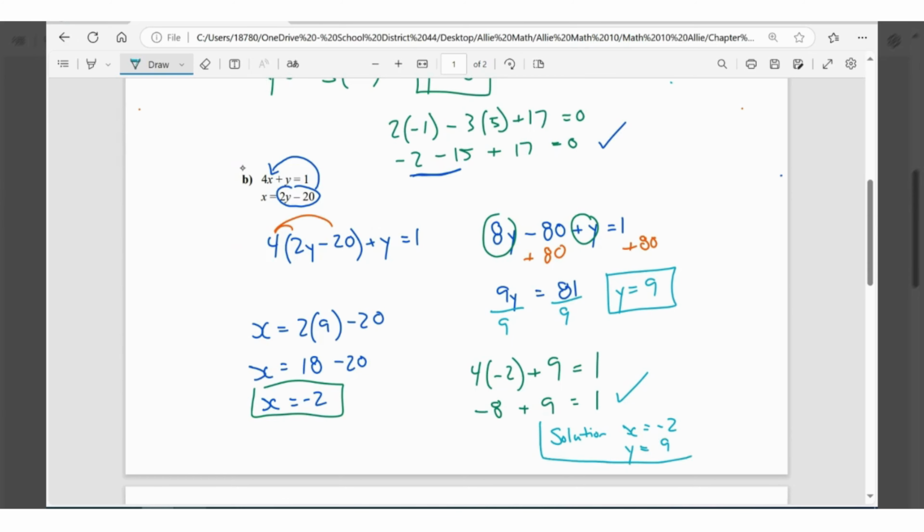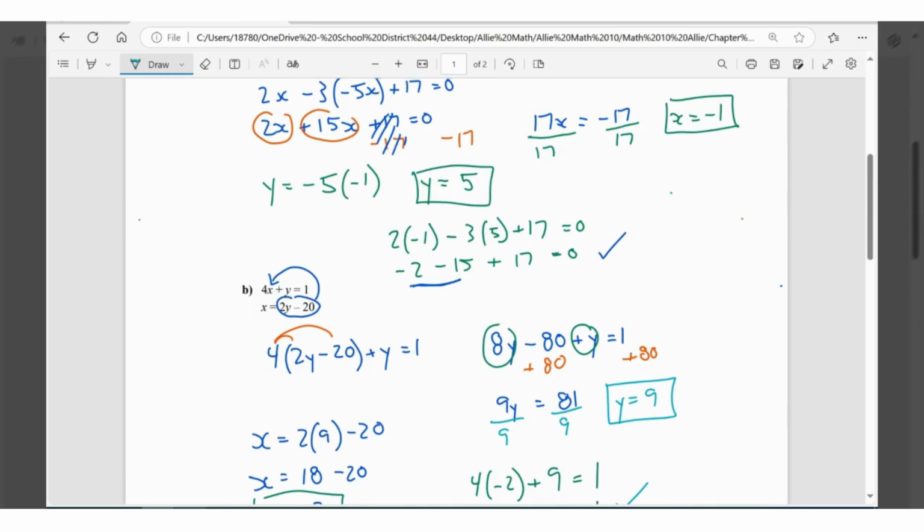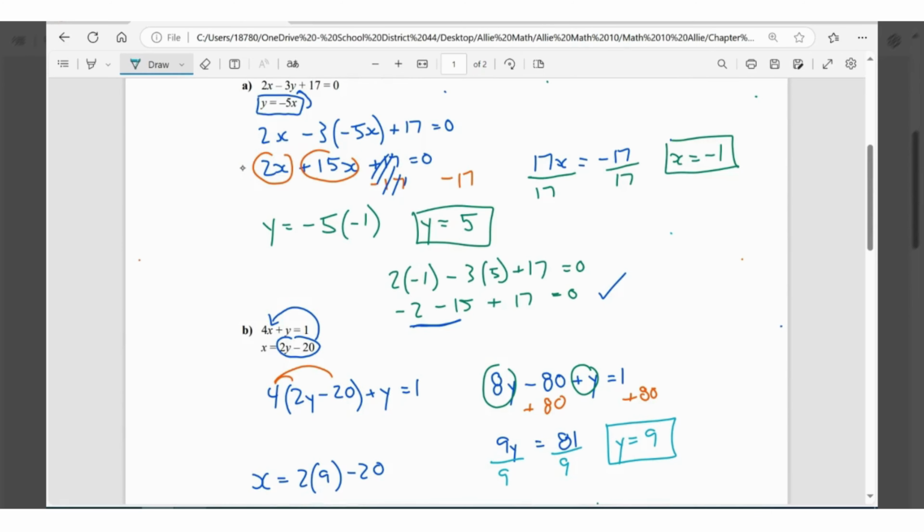I don't know if I should write that plainly. Maybe I should. I kind of started to write it plainly up here. Solution x equals negative 1, y equals 5. Maybe that's helpful. Okay.